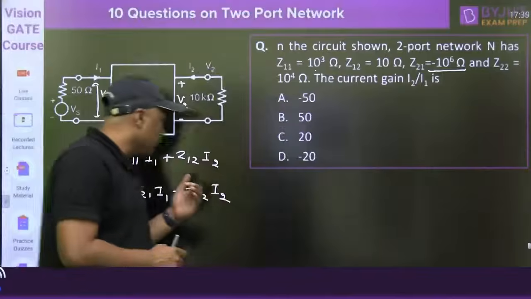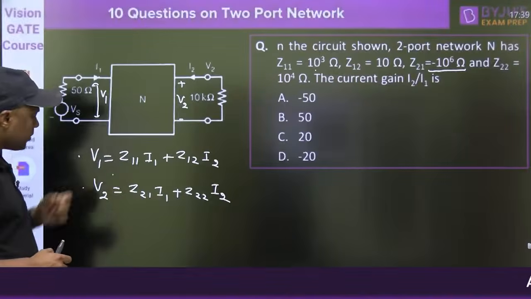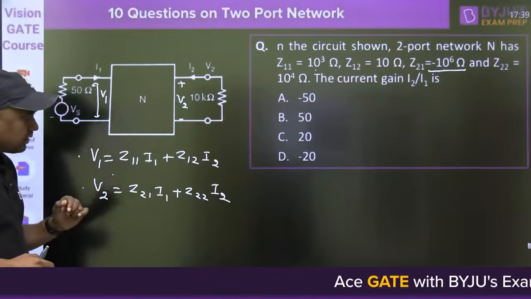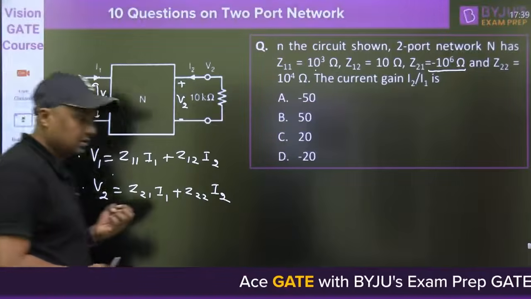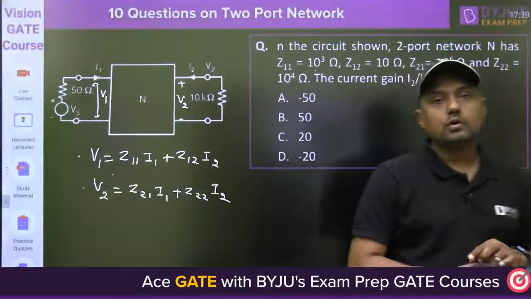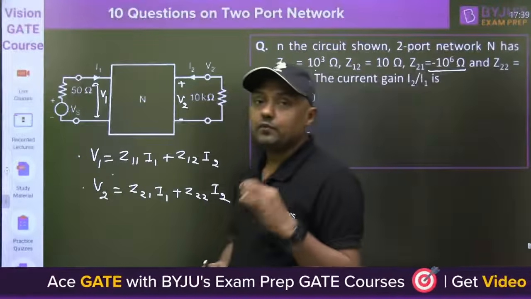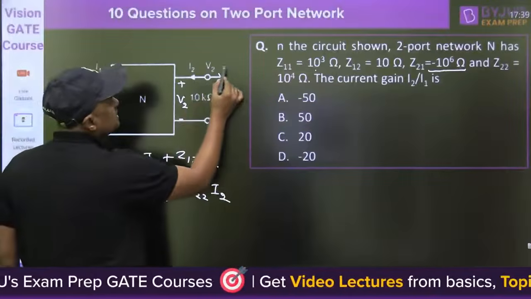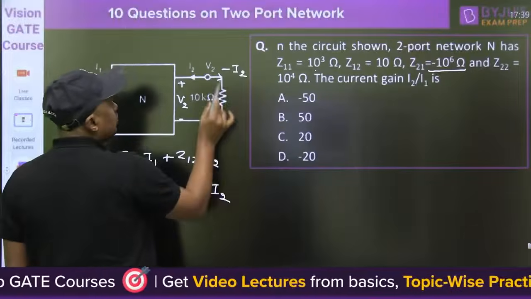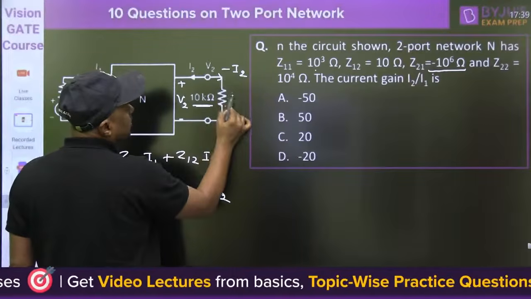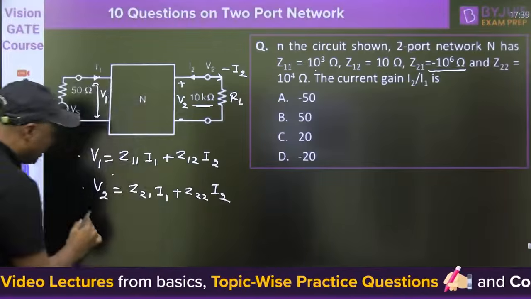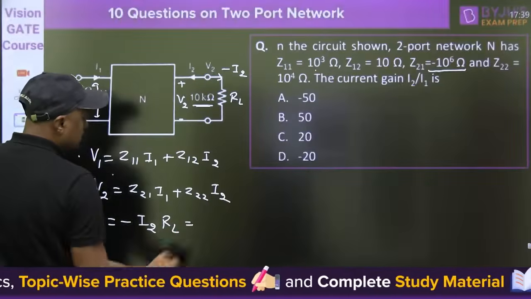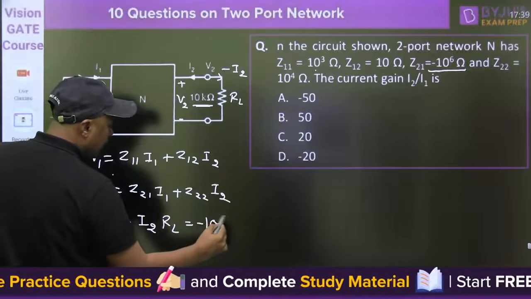So, from where can we find it? From this point we can find it. But here, if you want to get I2 by I1, we have to remove the villain. There are two heroes, I1 and I2, right? And who is the villain? V2. How can we remove the villain? V2 is equal to, what is this? This current is minus I2. So V2 is equal to minus I2 into RL, that is 10 times I2.